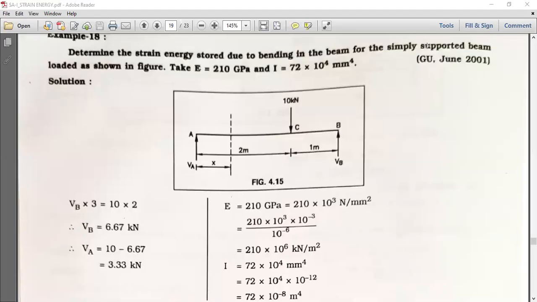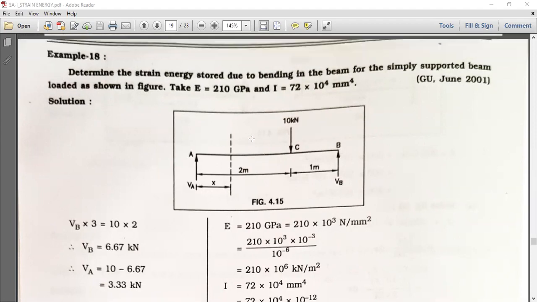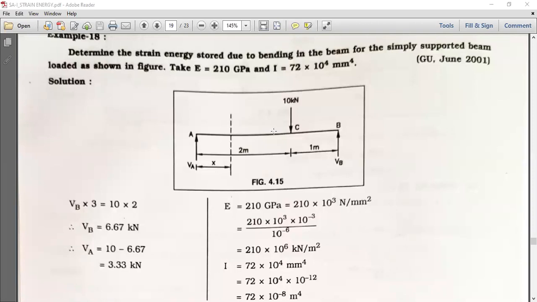Welcome to the structure analysis one. This is the strain energy lecture. We are going to solve another example of strain energy.